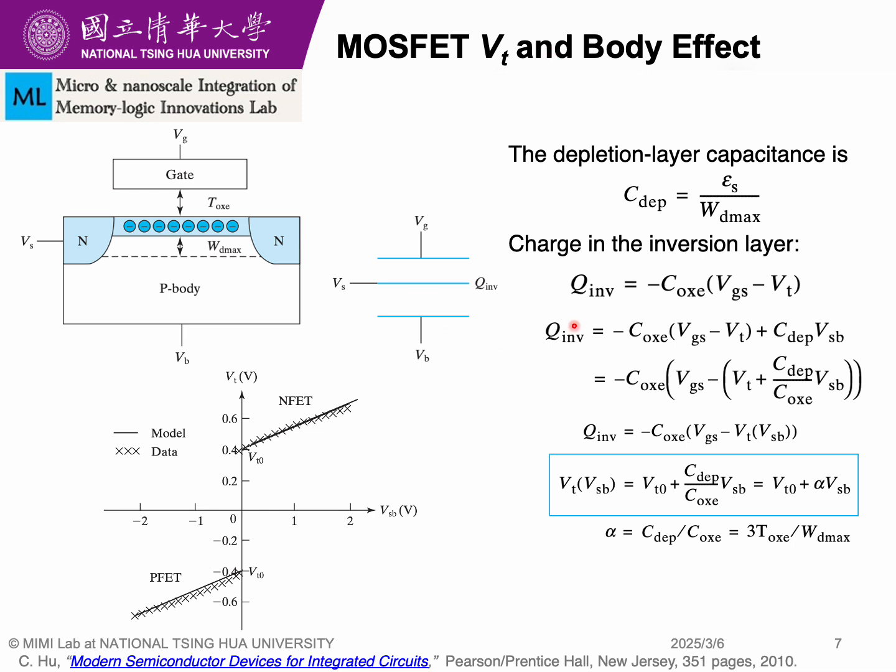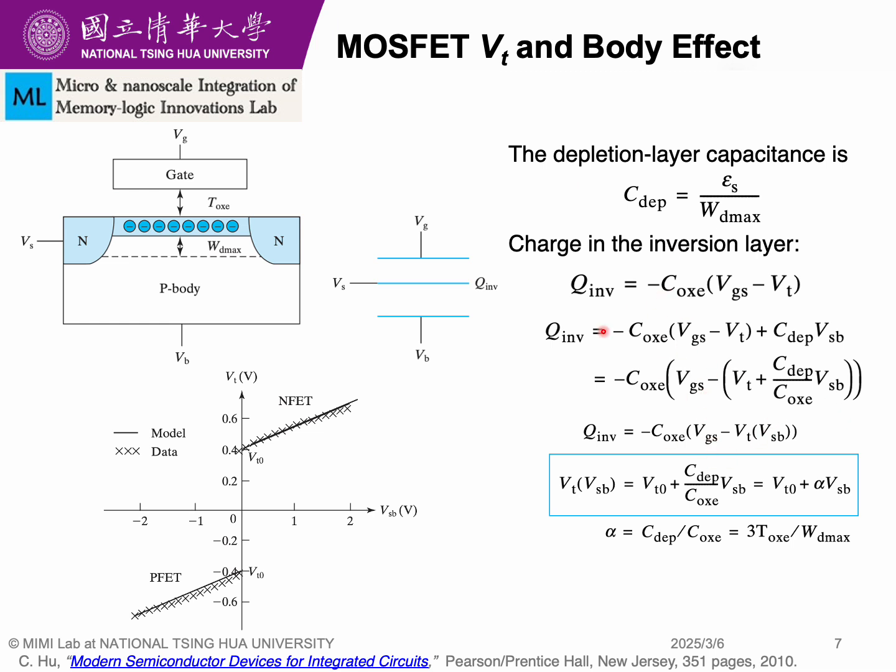Now let's look at the equations here. So now this is my Q inversion, and when I have a non-zero voltage difference between source and body, VSB, then I will have another voltage drop associated with it.